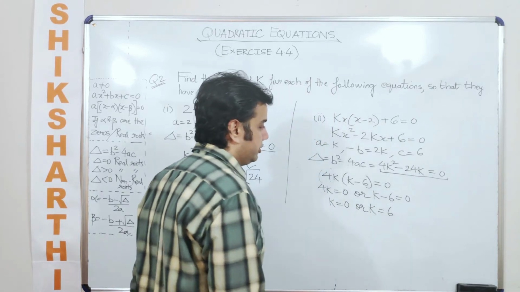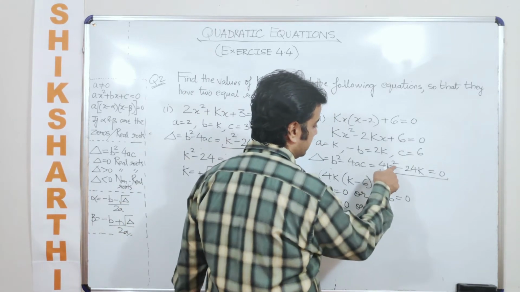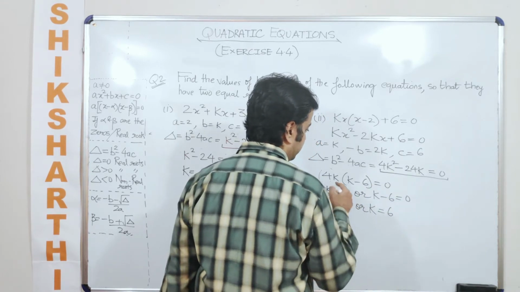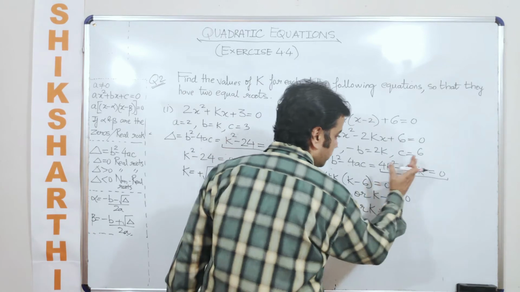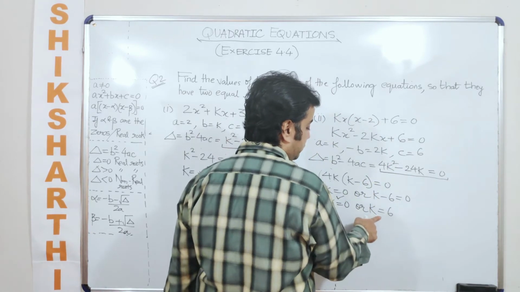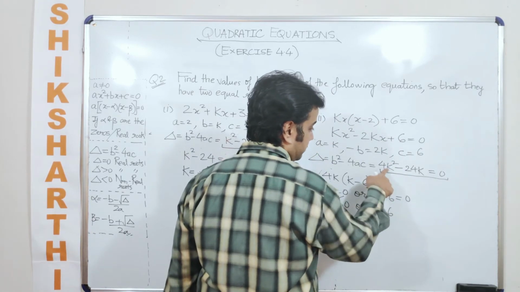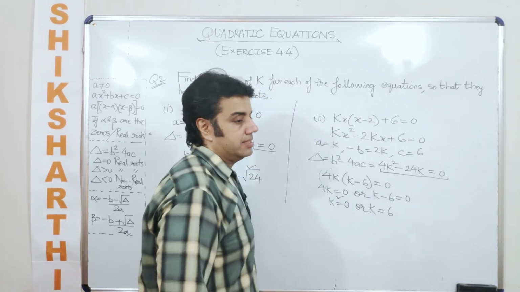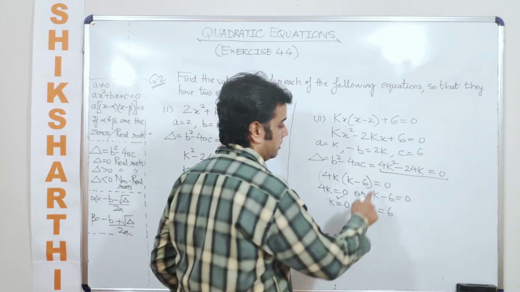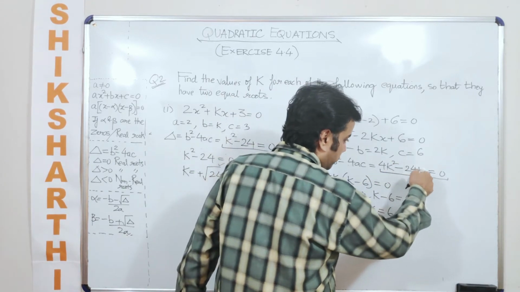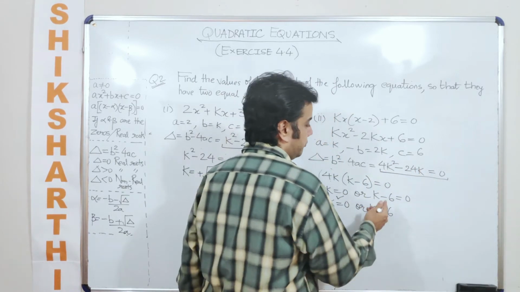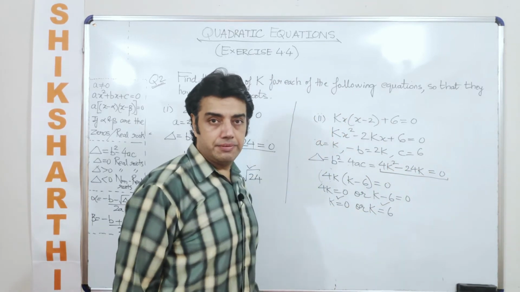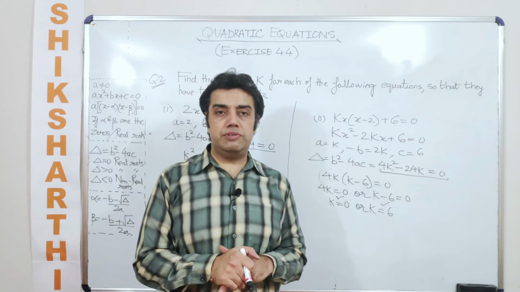Now if I substitute these values in the equation here, for k equal to 0 this is just like saying 0 minus 0, so this value is valid because you should get an identity, 0 is equal to 0. Now when I substitute k is equal to 6, k square is 36, and 36 into 4 is 144. So 144 minus 24 into 6, which again is 144. So you get 0 is equal to 0. So both the values are valid. Let's move on to the next question, which is question number 3.